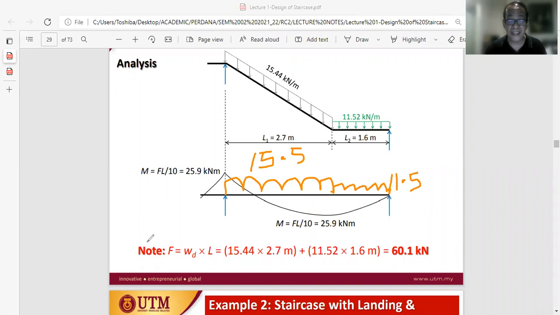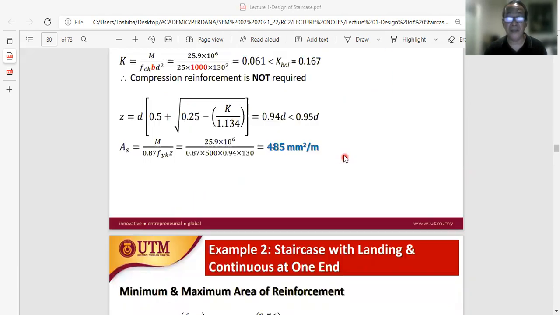Then from here, this is how we evaluate the value of F. Sebab we know the bending moment is FL over 10. Maka F will be W1 L1 plus W2 L2. This is what we mentioned earlier. I've mentioned earlier tadi. Alright. So from here kita dapatlah bending moment 25.9, top negative moment at the left support dan juga mid span of approximately 25.9. Okay. And daripada sini maka we can evaluate the reinforcement.